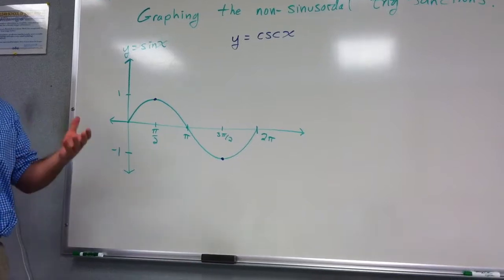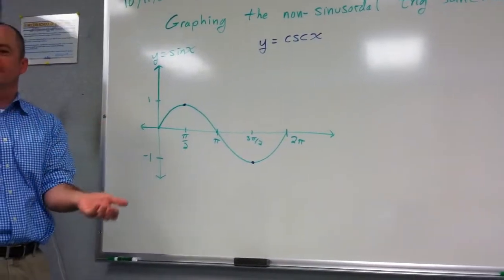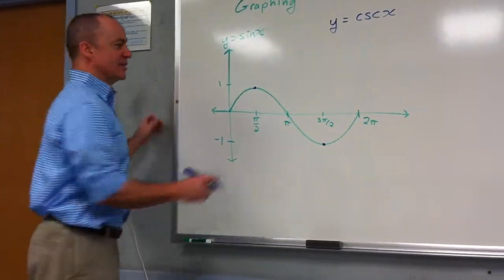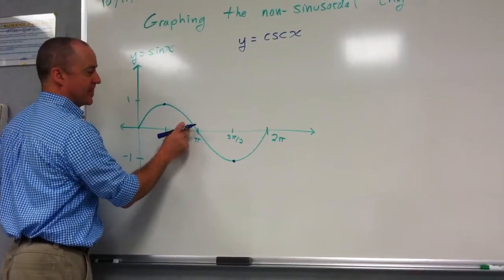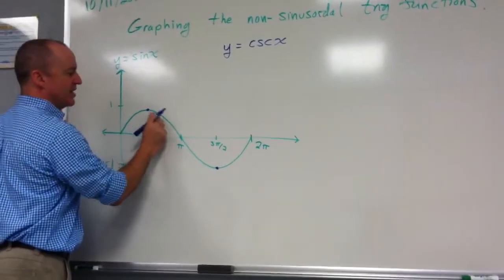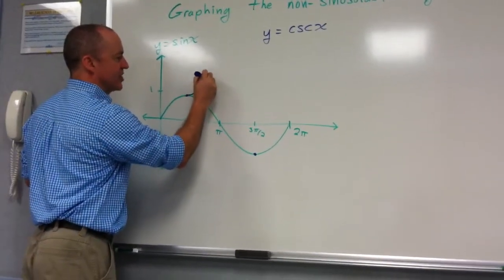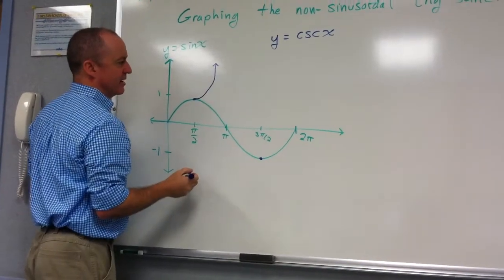Yeah, the reciprocal of 1/3 is 3. Reciprocal of 1/4 is 4. Reciprocal of 1 over 25 is 25. So the smaller this gets, what happens to the reciprocal? It's bigger. So as the sine wave gets close to 0, the cosecant function has to behave very differently.